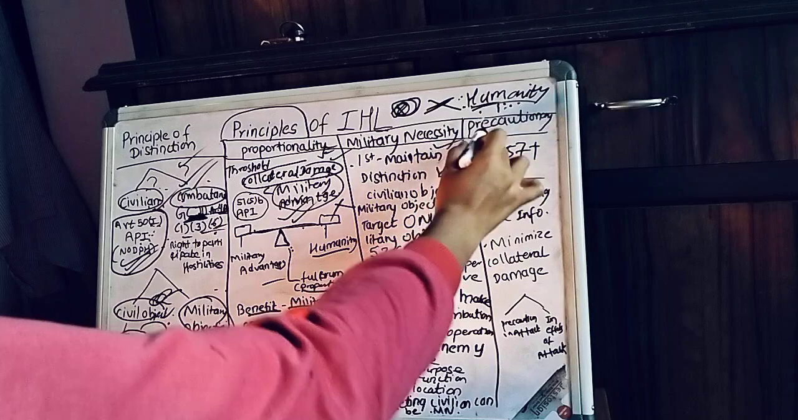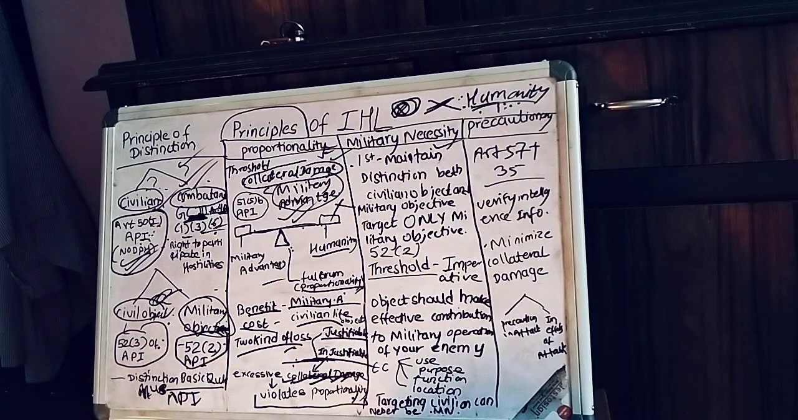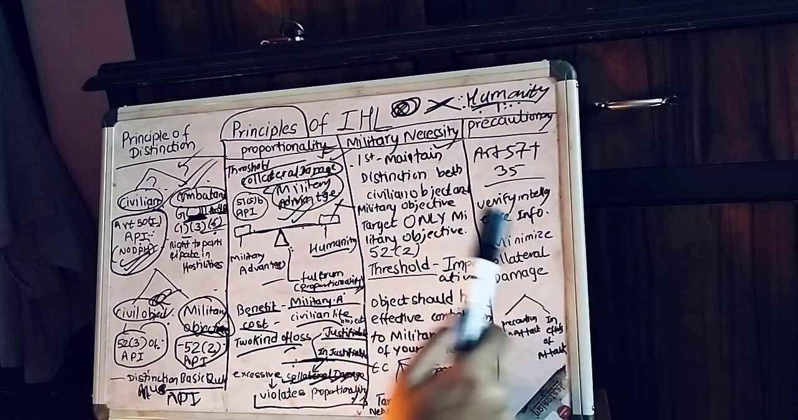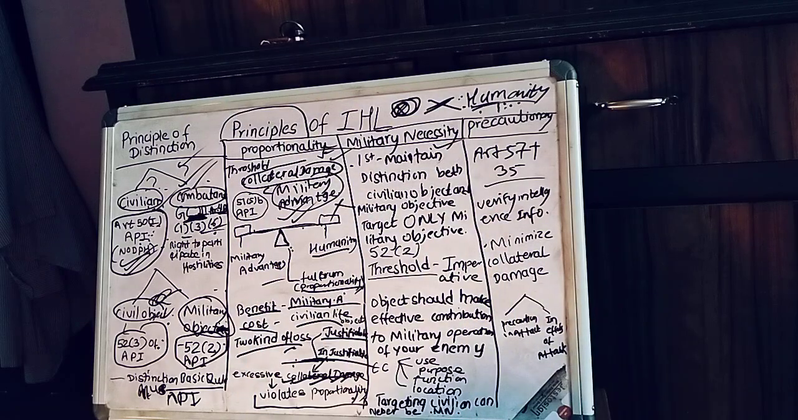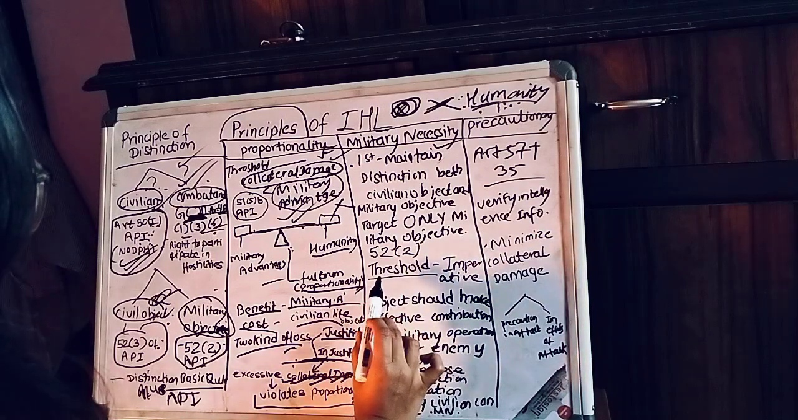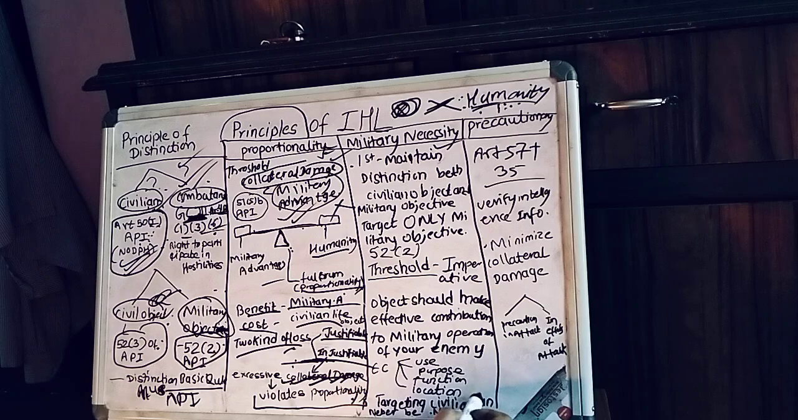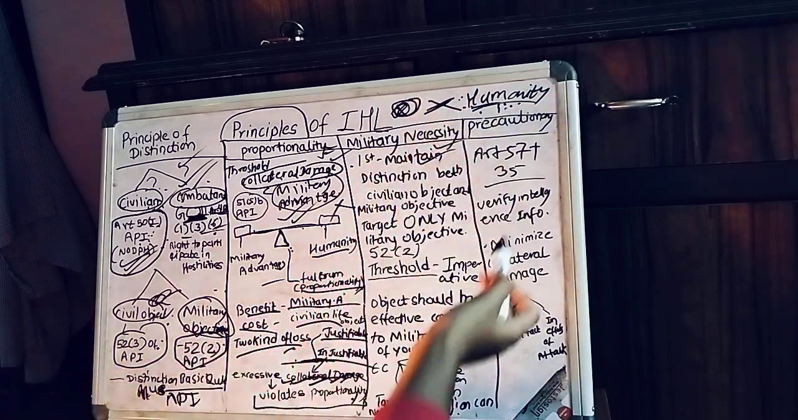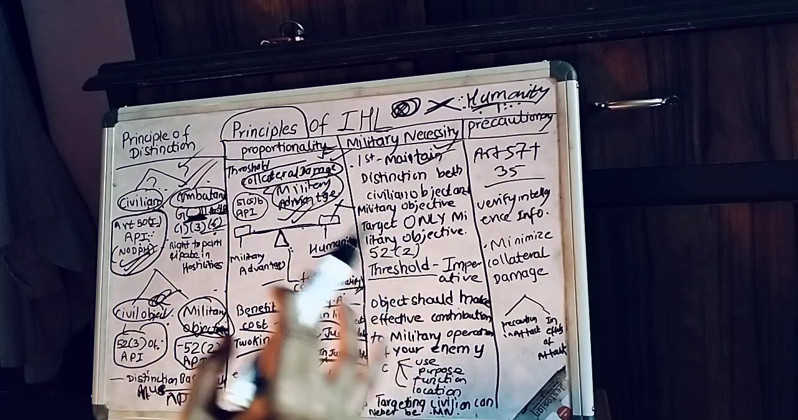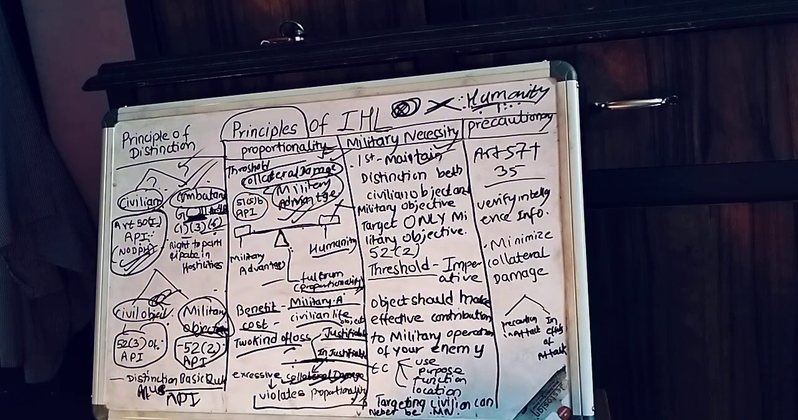Let's go towards military necessity. Military necessity: is it necessary? Should we do it? Is it actually that necessary? If we bombard that area, does that benefit us and our military operation? If yes, directly, if it benefits us, then yes, we can do that. But if no, then we cannot do it. But targeting civilians can never be justified in military necessity. It can never be justified in military necessity.